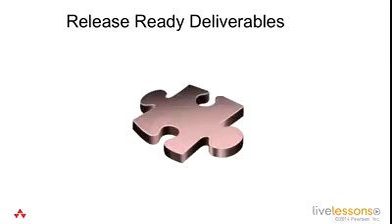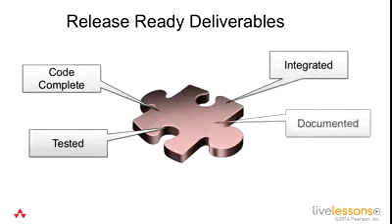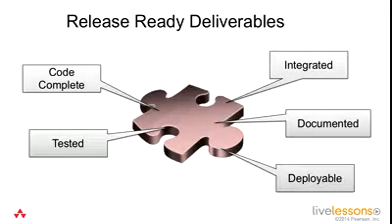Another concept that works with this is called release-ready deliverables. Now you might be thinking, well, that's pretty self-explanatory. We want our deliverables to be release-ready. But I'm talking about at the end of each one of those short feedback loops. We're going to put out a product increment, so it has to have all of these things: code complete, integrated, documented, deployable, tested, so that I can actually take that product increment and deliver it to the client if I want to.